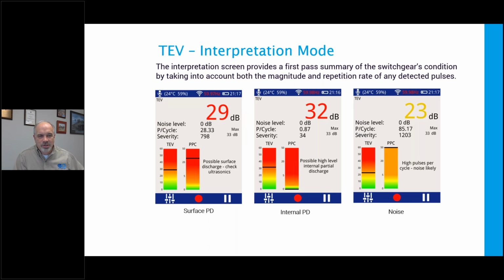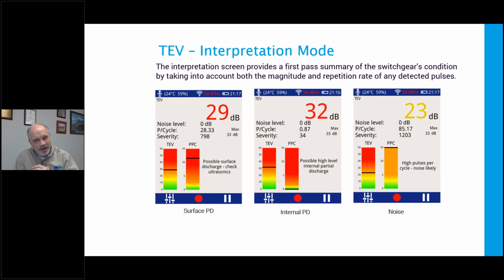So some of the screens, here's that same screen I showed before with a couple different scenarios. So the surface PD is the same one. I've got a high pulse count. I've got a very high level. I'm at 29 dB. That's pretty high. The next one, I'm at 32 dB, but I'm right around 1 pulse per cycle.